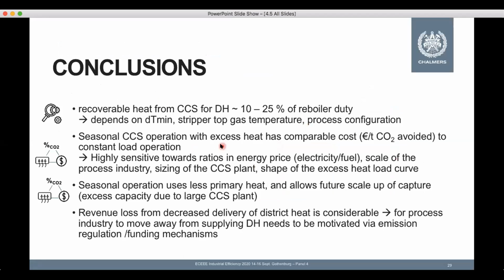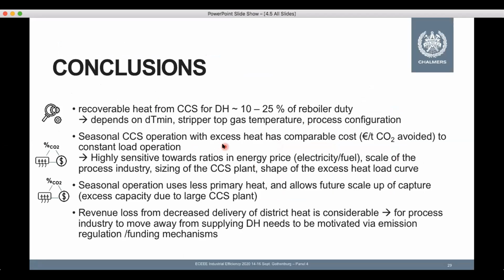So what we can say from our study is that there is a recoverable amount of heat from CCS for district heating in the range of 10 to 25% of what you put into the reboiler. Well, of course, it depends on all the assumptions, mainly on the minimum temperature difference, the stripper top gas temperature in the CCS process, and the process configuration of such a process as well.